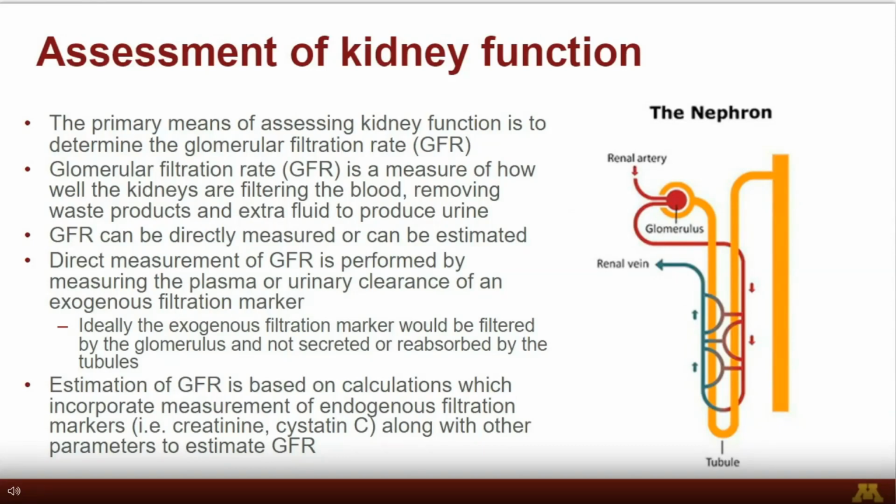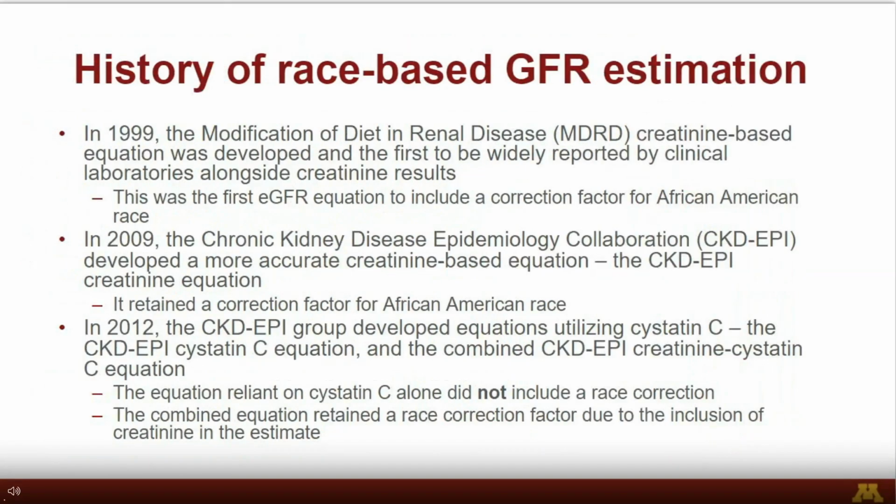GFR estimation is based on calculations which incorporate measurement of endogenous filtration markers, namely creatinine or Cystatin C, along with demographic parameters to estimate the GFR. In regards to GFR estimation, I want to review the history of the equations and specifically describe when and why a race parameter was incorporated into these equations.